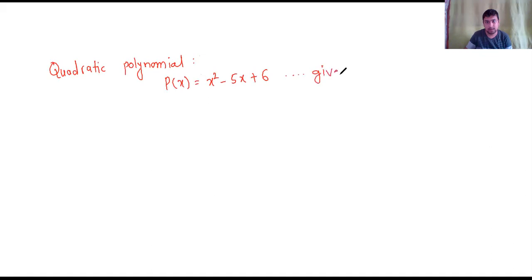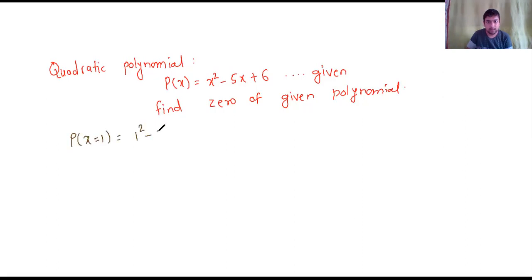Now it is asked to find the zero of the given polynomial. This is the question. Now we will see how many zeros you will get. Okay. Let us say I will check at x is equal to 1. So 1 square minus 5 into 1 plus 6. So 1 minus 5 plus 6. So it will be 2.